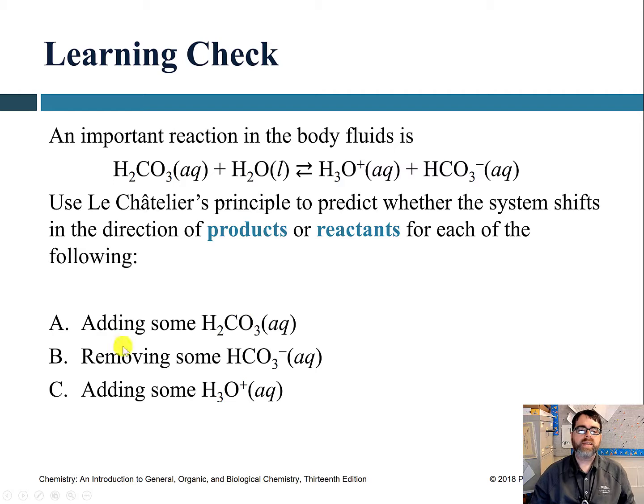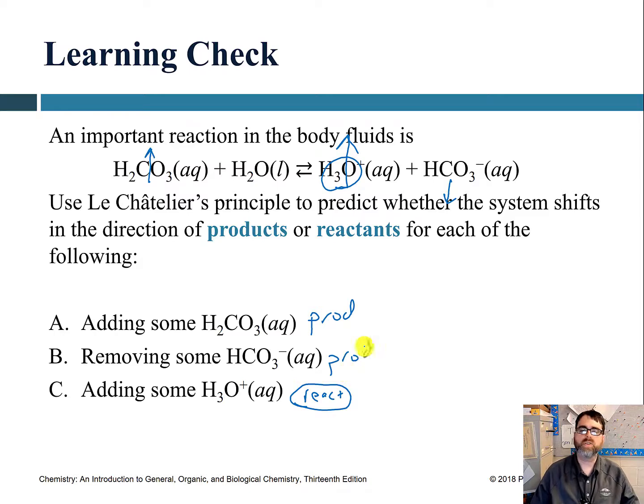Anyway, we're going to look at the example here and decide whether it favors the reactants or products. First, if we add some H2CO3, that's going to shift it in the direction of the products. If we remove some HCO3 minus there, that is also going to cause a shift towards the products because we're going to be trying to restore balance on both of those. If we add H3O plus, then on this one, if we're increasing that, this is going to favor the reactant side of the reaction and will cause a shift to the left.